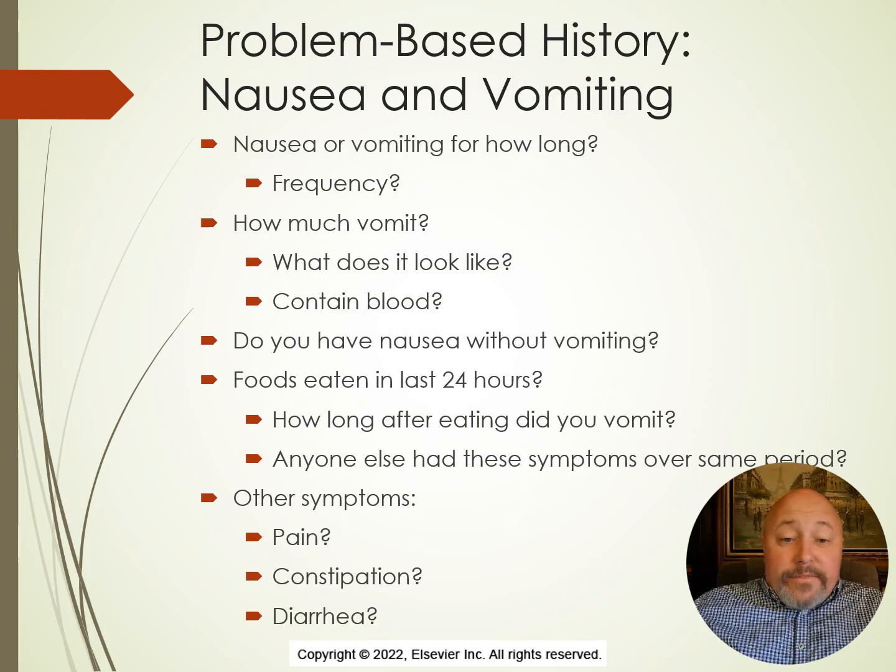When assessing nausea and vomiting, we want to assess things like frequency. What does it look like? Does it contain blood? Is there nausea without vomiting? And any foods the patient's eaten in the last 24 hours. Other symptoms like pain, constipation, diarrhea. And again, really just trying to identify, is this an illness? Identify any trigger? Or is there some physiologic cause?